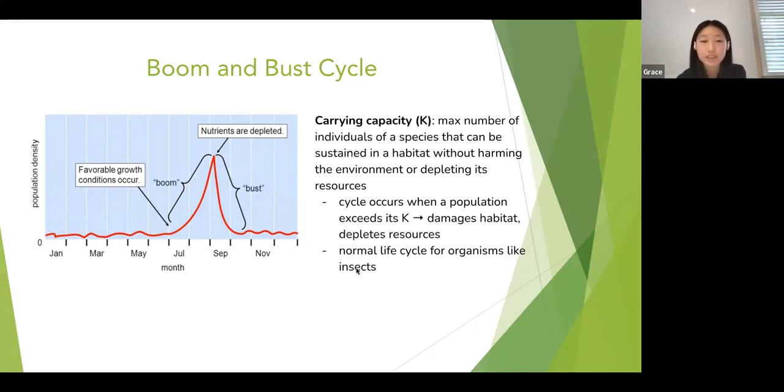And basically this is a normal life cycle for some organisms like insects, but for a lot of species you want to avoid exceeding the carrying capacity because you could cause serious damage to the environment.